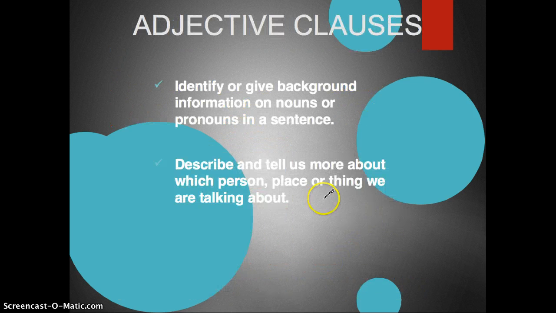So remember, adjective clauses identify or give background information on nouns or pronouns in a sentence, and also describe and tell us more about which person, place, or thing we are talking about.